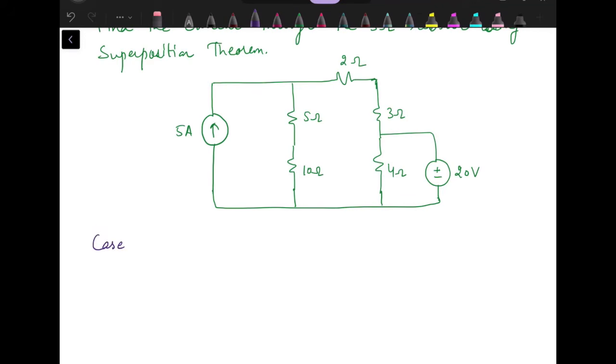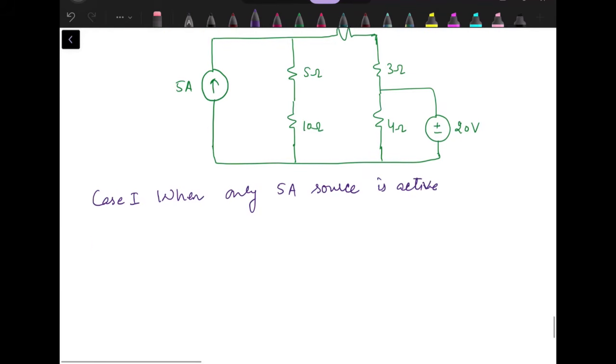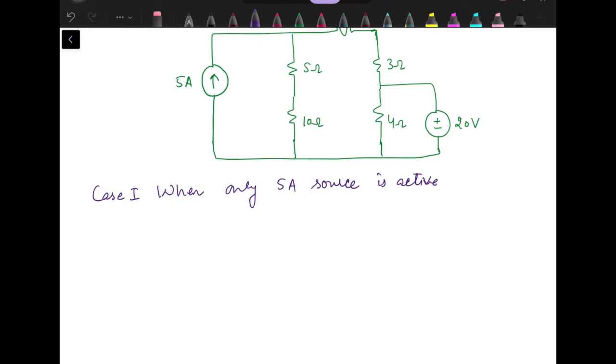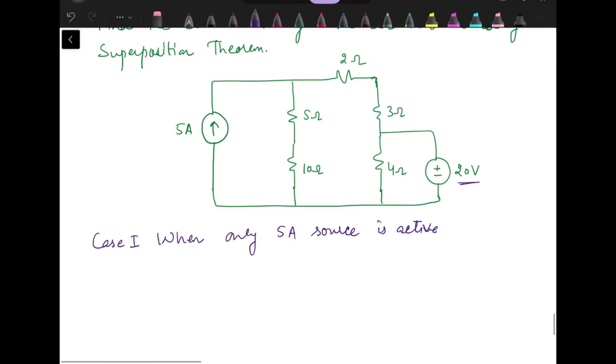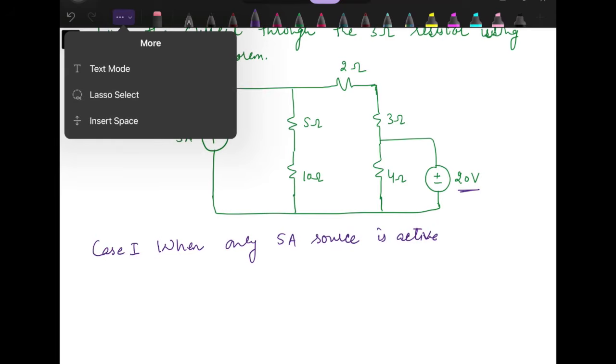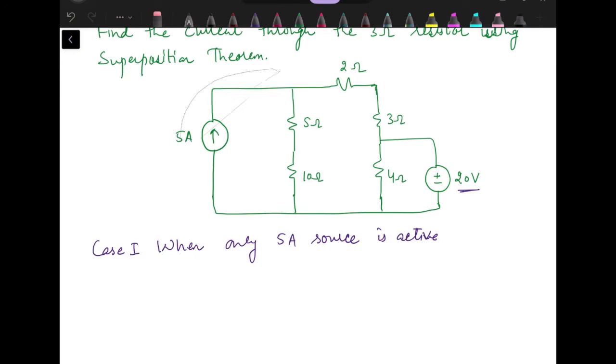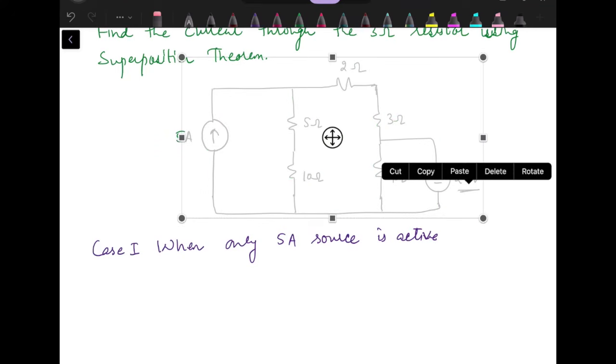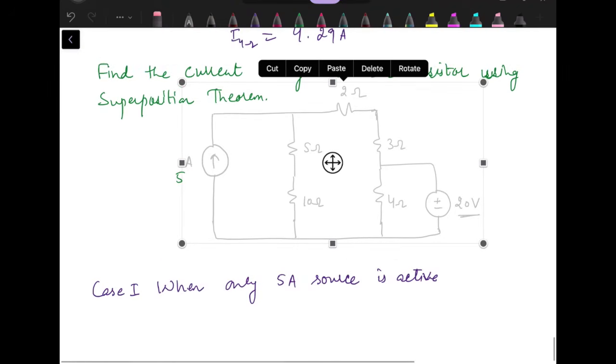Case 1, when only the 5 ampere source is active. When only the 5 ampere source is active, then this voltage source needs to be replaced by its internal resistance, and that internal resistance is 0, which means short circuit.